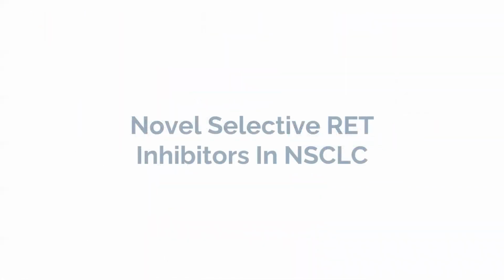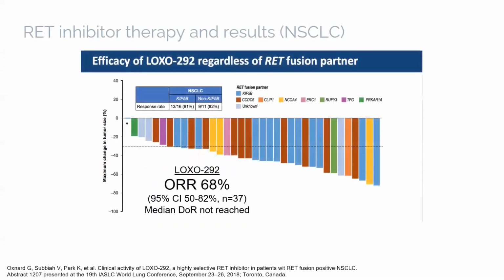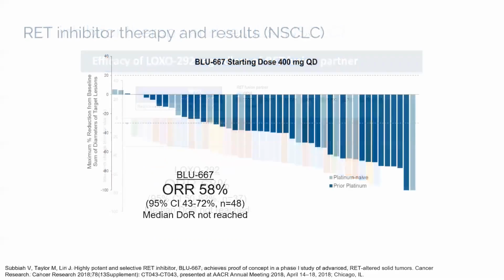So now let's shift gears for a few minutes and talk about the selective RET inhibitors currently in use. In 2018, the results of LOXO-292, also known as selpercatinib, were released. This small molecule inhibitor had an objective response rate of about 60% in lung cancer patients with RET fusions with various partners. The responses were durable, with a median duration of response not reached by the time of presentation of this data. BLU-667, also known as pralsetinib, was also presented in 2018 with very similar results to LOXO-292 for RET fusion positive lung cancer patients, as shown here.